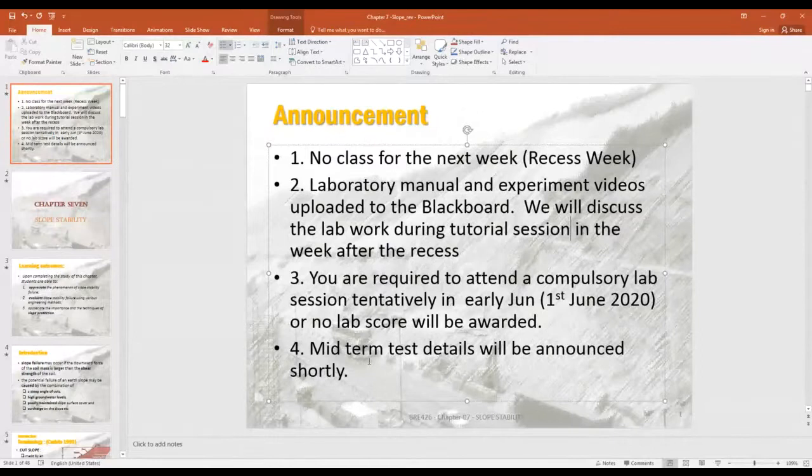You need to attend a compulsory lab session, tentatively in the week right after the 1st of June. If you do not attend the laboratory session, you will not be awarded any laboratory marks, even though you have submitted your lab report.